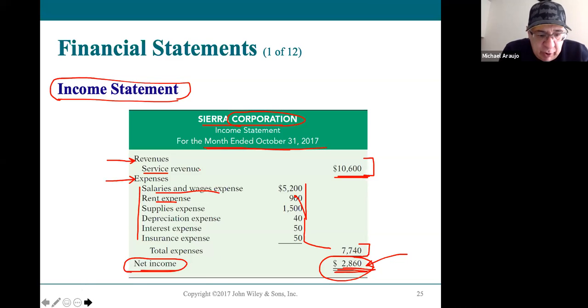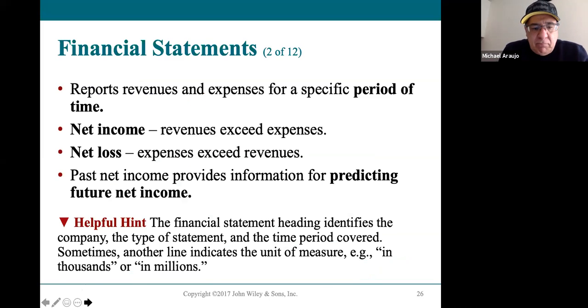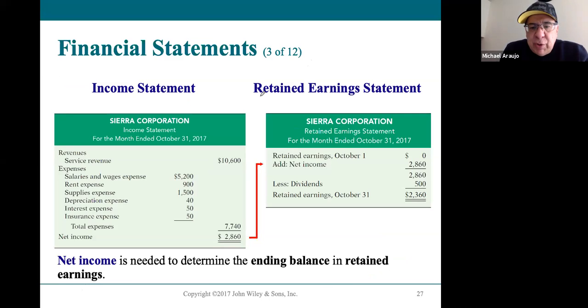Well, if you were the owner of Sierra Corporation, this is your first month doing business, and you made a profit of $2,860, what would you want to do with it? Well, for the most part, a lot of people would say, we want to keep as much of that profit in the business. So again, to keep something in is to retain. Okay. And so in this case, we want to keep or retain as much of that profit in the company as possible.